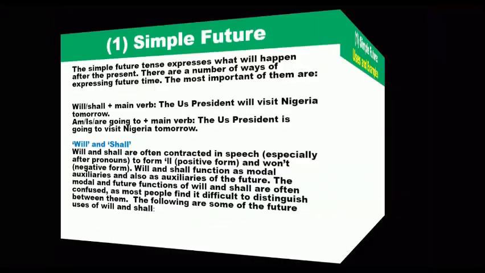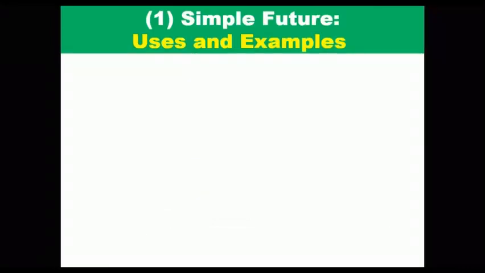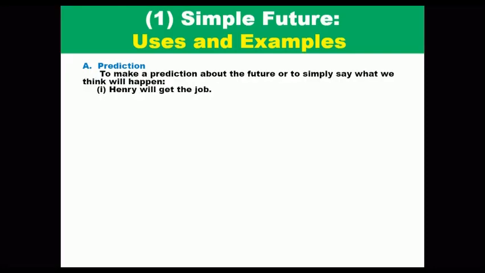All right, we use will and shall to express the simple future tense. We are going to look at their uses and examples. Prediction, and this is to make a prediction about the future or to simply say what we think will happen. For example, Henry will get the job.